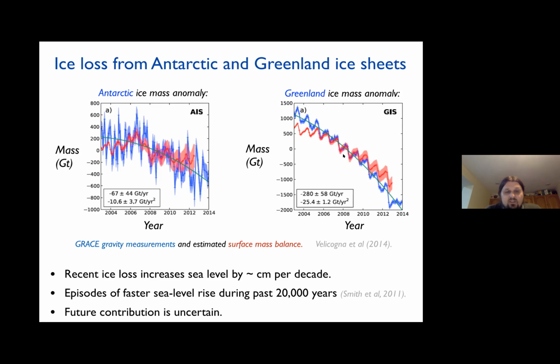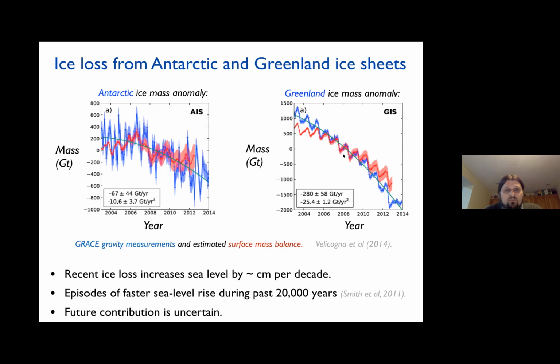But there's some evidence that people have put together from information about past climates, digging up things like sediment cores and looking at where the sea level would have been based off certain organisms that like to live near the sea surface. This evidence suggests that there was considerably faster sea level rise than this during the past 20,000 years, a factor of 10 or maybe even 100 or so faster.